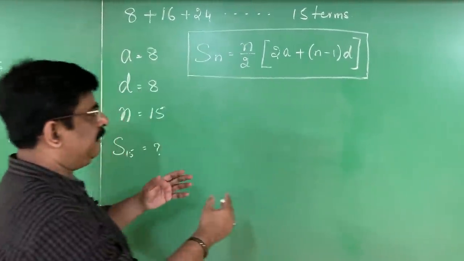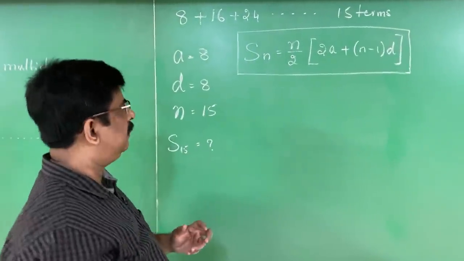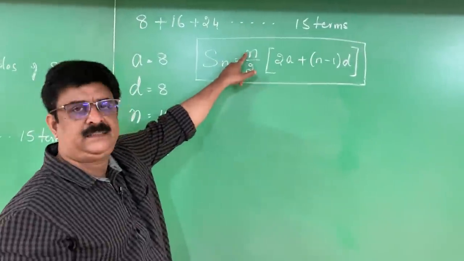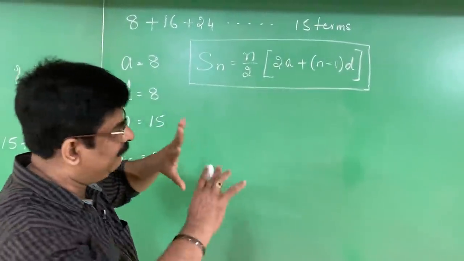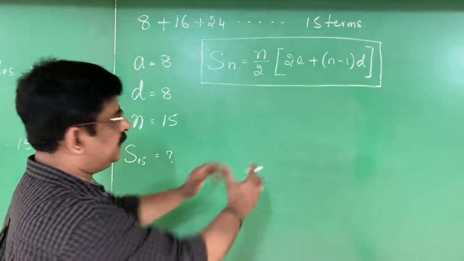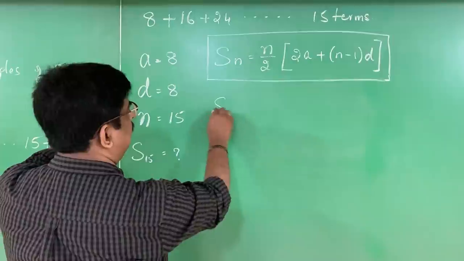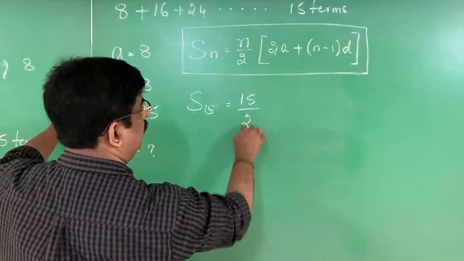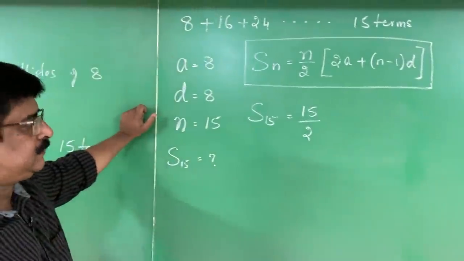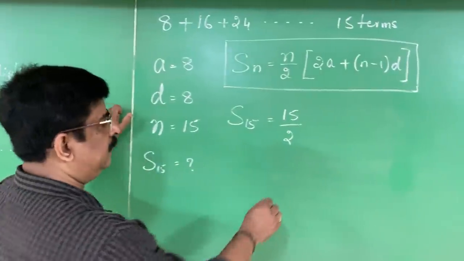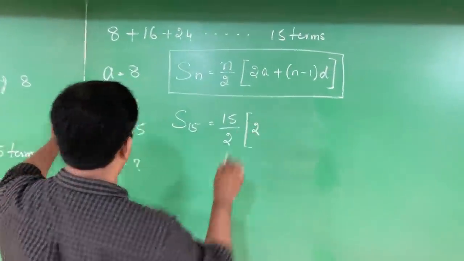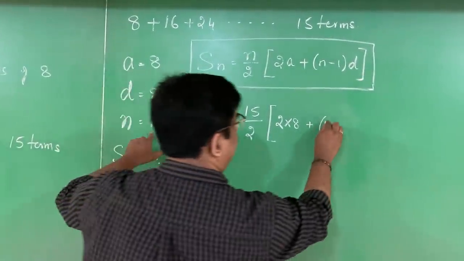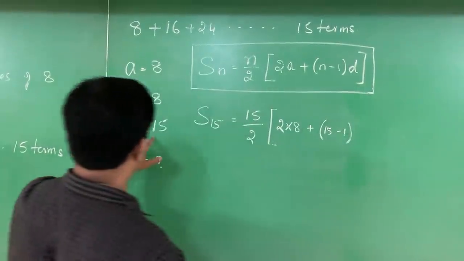See, each problem has its own variety. Last time it was 41, so we were able to divide. This time 15 is given, you can't divide. Like that, all varieties are given, you have to practice by understanding the problem. See, S15 is equal to, N is equal to 15 by 2. Here you can't cancel this. 15 is not divisible by 2. You have to keep it like this. Then 2 into A is 8 plus N is 15, 15 minus 1 into D.